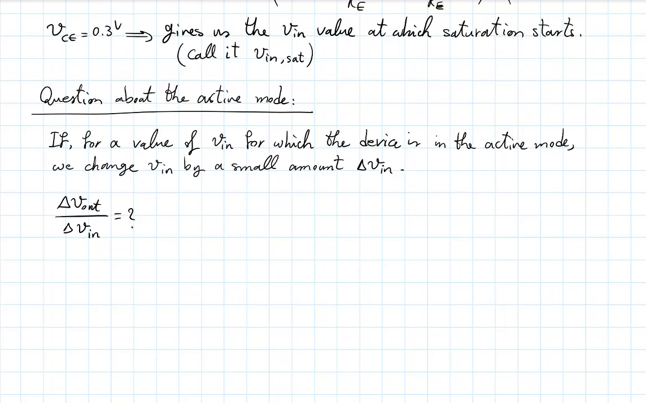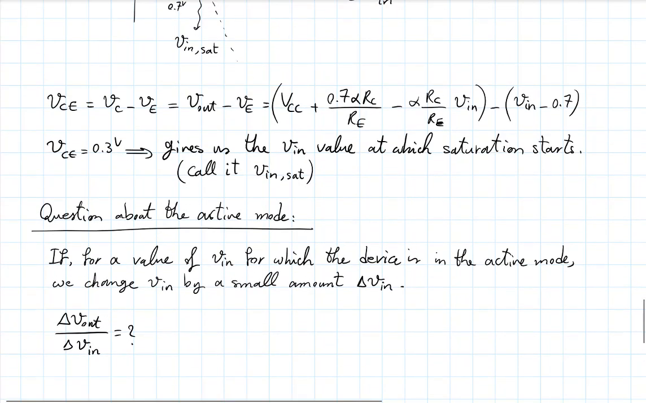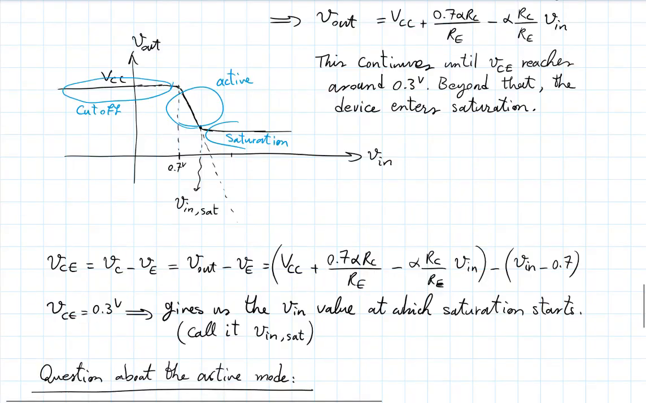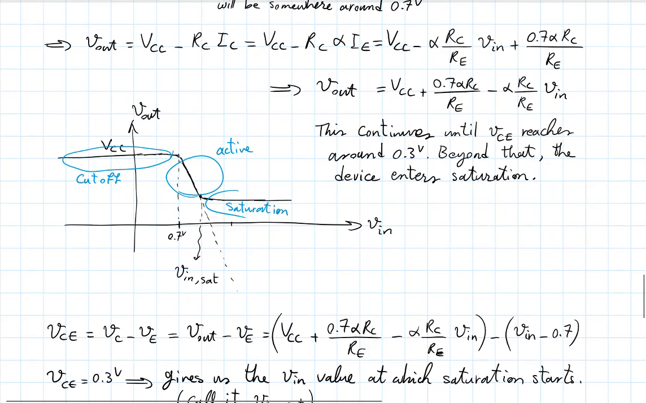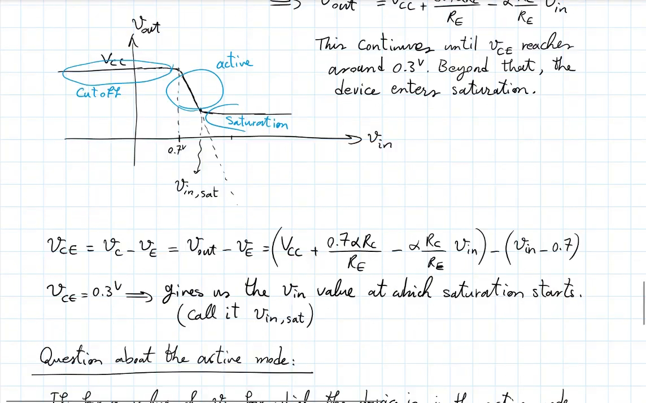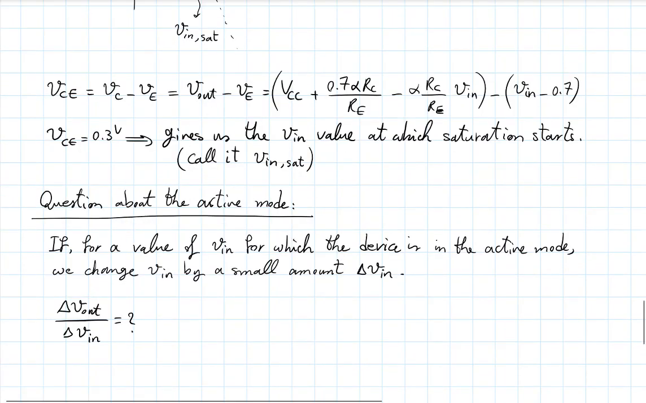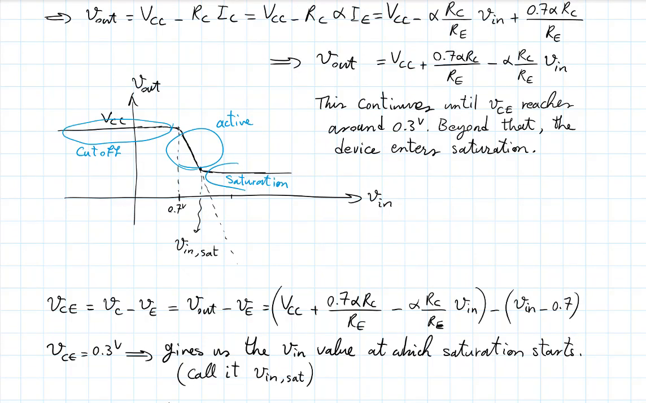Can you do this on your own? Suppose I am operating in the active mode in this part of the graph. I have some Vn that keeps me in this region, and I change that Vn by a small amount, delta Vn. I'm interested in the amount of change in the output and the ratio of those two changes. Does anyone have the answer?